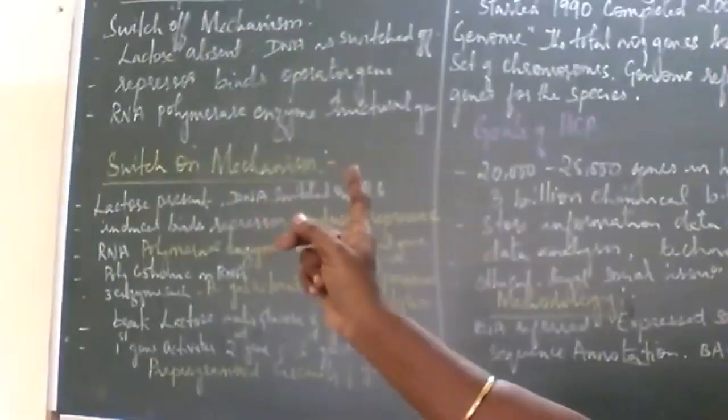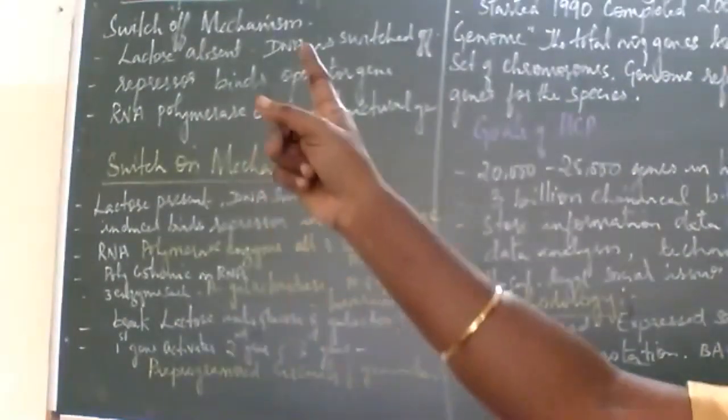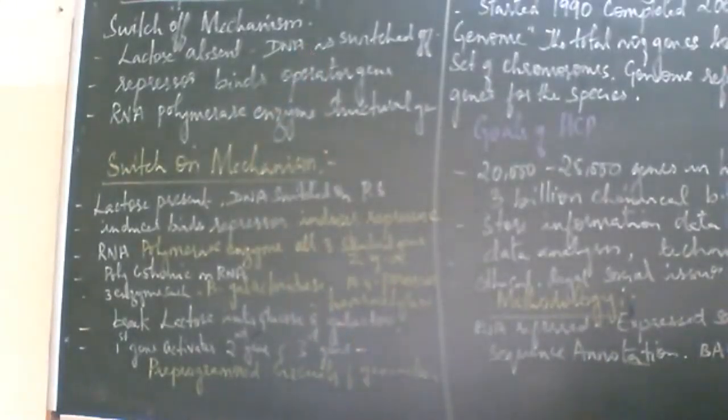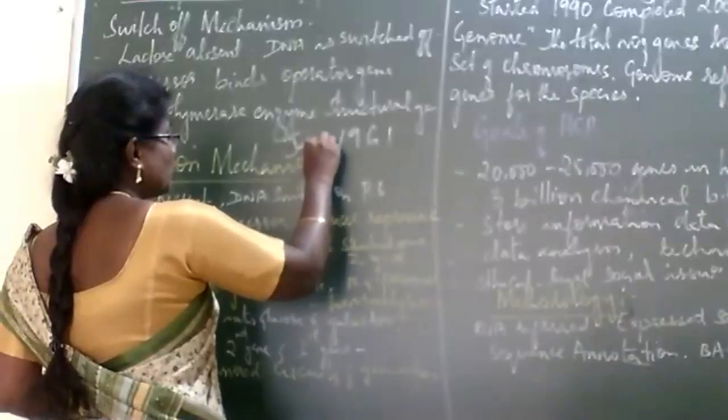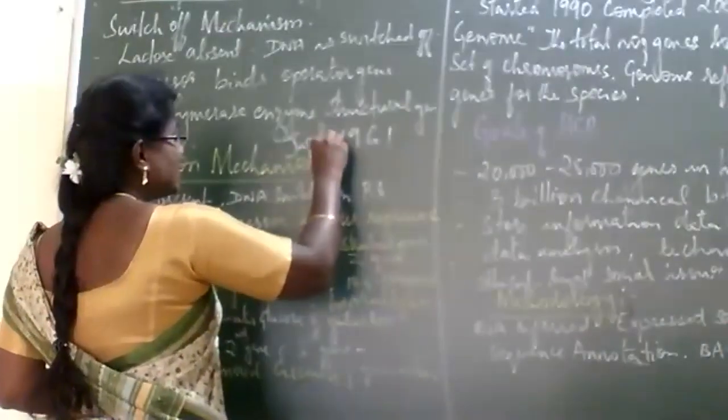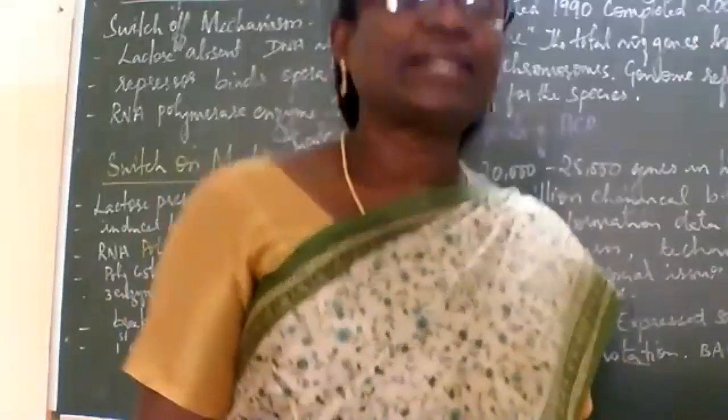So, here we are telling the protein molecules are produced and the cell requires energy. When we need protein, that time only it will be synthesized by two different means. That is called as switch on mechanism or switch off mechanism we are telling. So, here we are telling this lack of protein was being explained by the scientists called Jacob and Bernard in the year 1961.